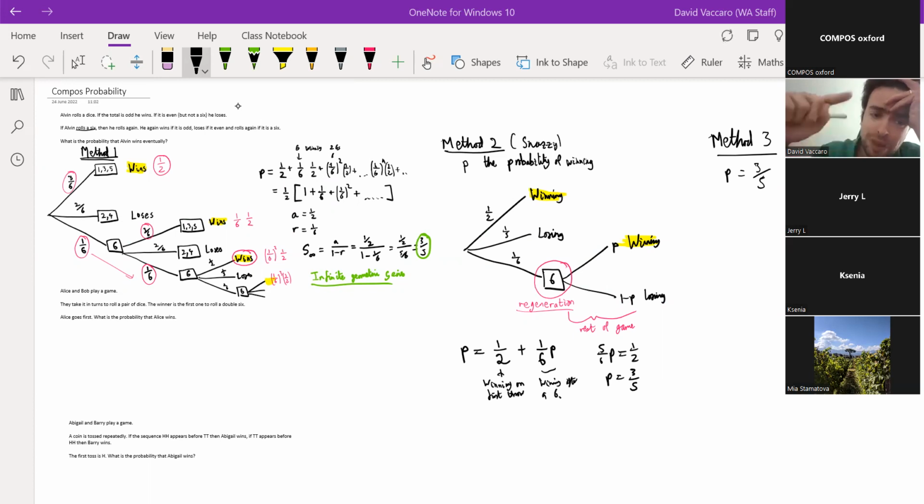So method 1, method 2, method 3 go from completely computational, method 1, so probability tree diagram, summing an infinite series. Method 2 is a little bit more intuition. We look for this regeneration point. We draw a simpler tree diagram, so we get a saving. This last one, the last thing is to try and really sharpen that intuition.